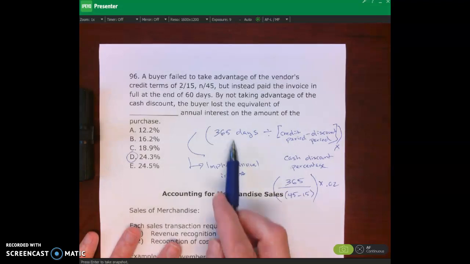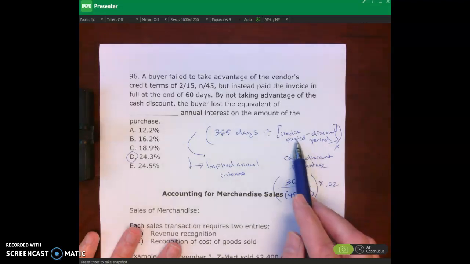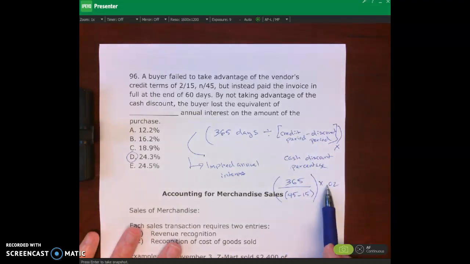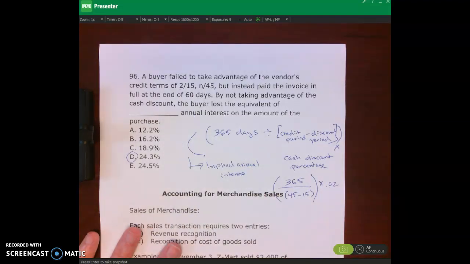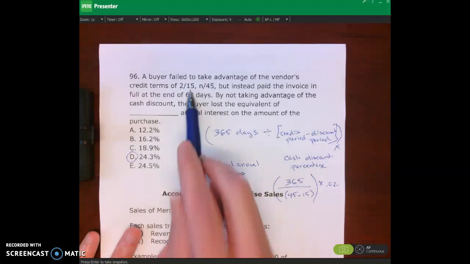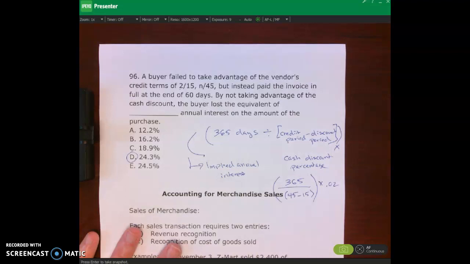And the way that we can figure out the opportunity cost of not taking that discount is by using this formula. 365 divided by our credit period in days minus our discount period in days times our percentage, which is our purchase discount right over there. I wrote cash discount percentage, but think of it as the purchase discount, okay? 2%, 24.3. So in this case, they need to pay it within 15 days. Or look at that. That's a big opportunity cost, all right?